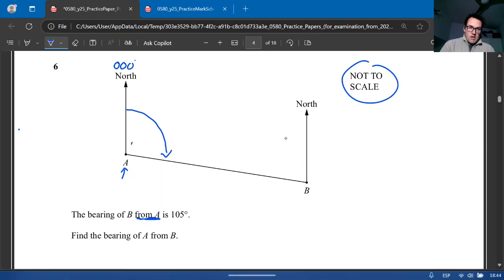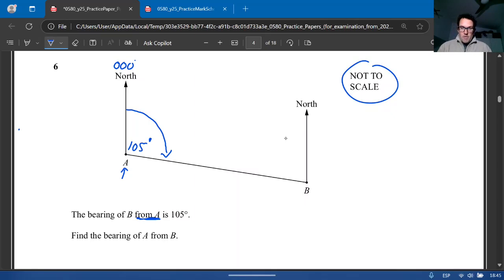So that means this angle is 105. It does look like a 105 angle, even though it's not to scale. Okay. That's what 105 should look like, more or less. Maybe it's 106, maybe it's 110, who knows. Okay, find the bearing of A from B.